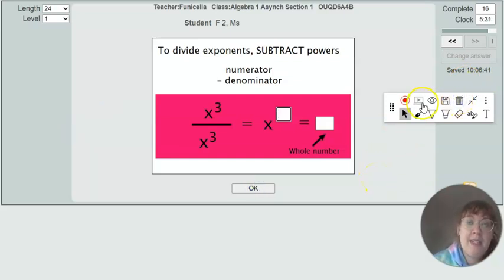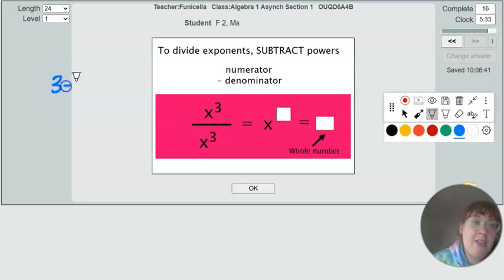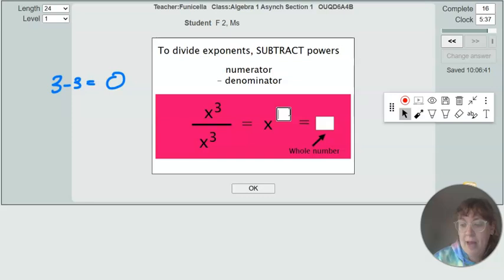X cubed divided by x cubed. When we subtract 3 minus 3, we get 0. So this is an x to the 0 power. But perhaps you remember that anything raised to the 0 power equals 1. So x to the 0 power is just equal to 1. Hit OK.